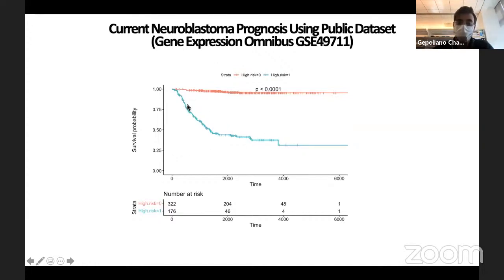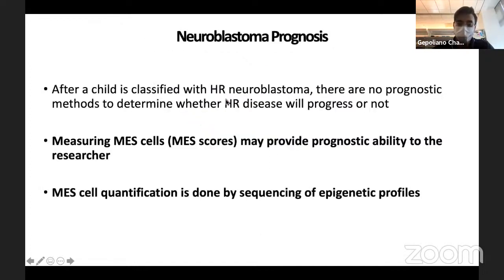So a neuroblastoma tumor is really classified into high risk and non-high risk neuroblastoma. The high risk has a very lower survival probability compared to non-high risk. And really one important problem is that after the tumor of a child is classified as a high risk neuroblastoma, there are no methods to determine whether that disease will progress or not. So measuring, as I said, the mesenchymal cells may provide prognostic ability to the research. And mesenchymal cell quantification can be done by sequencing of epigenetic profiles.